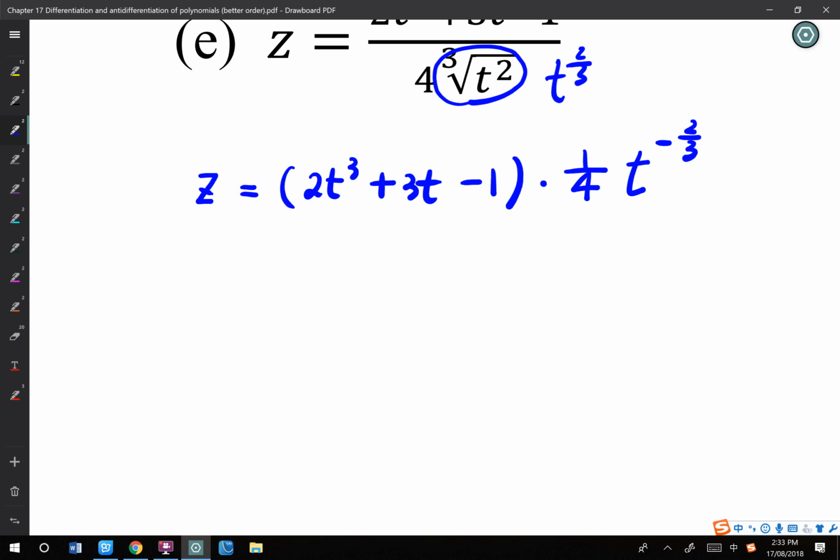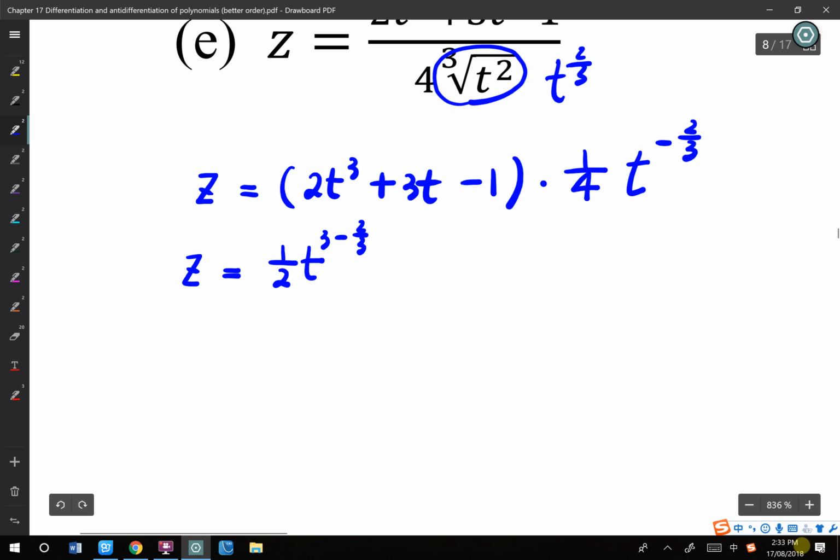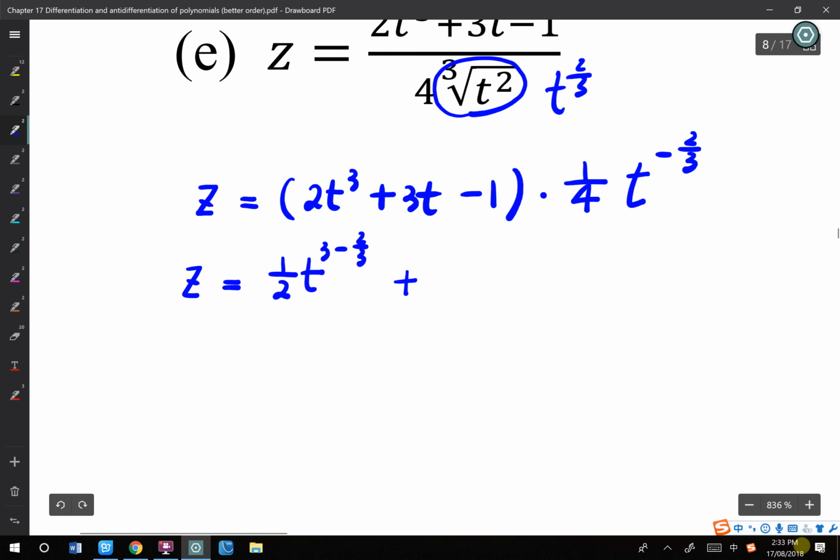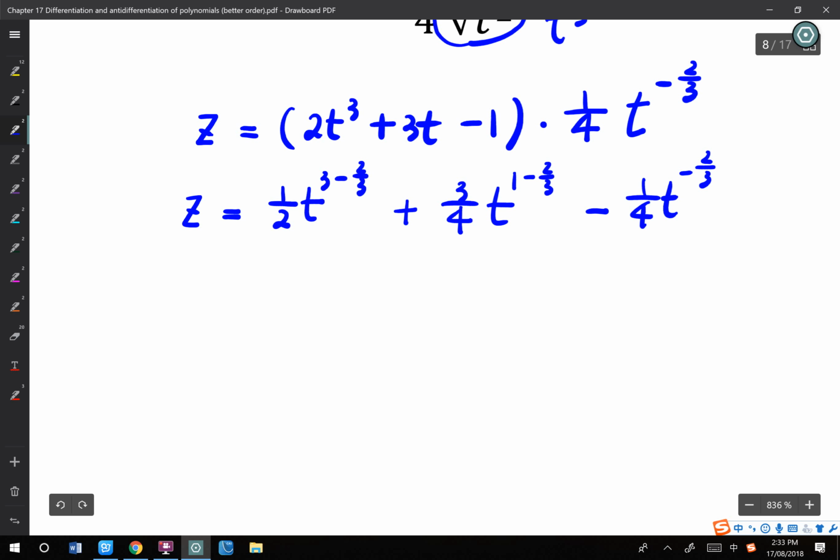After that, it's still not good because it's something times something. It's not just plus and minus between the t terms. So I can expand them as well. It's a half t to the 3 minus 2 over 3, plus 3 over 4 t to the 1 minus 2 over 3, and minus a quarter t to the power of minus 2 over 3. When we times the same base, we add the power. So 3 minus 2 over 3, 1 minus 2 over 3, and t to the power of negative 2 over 3. Then I can rearrange that.